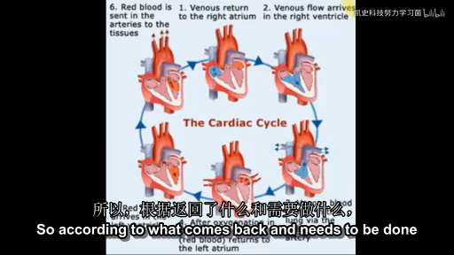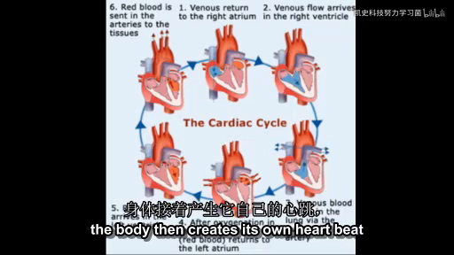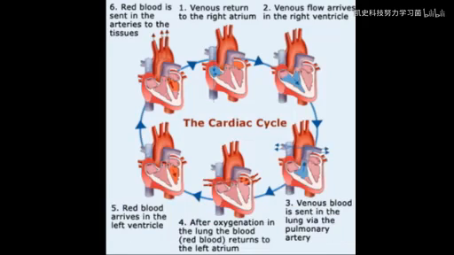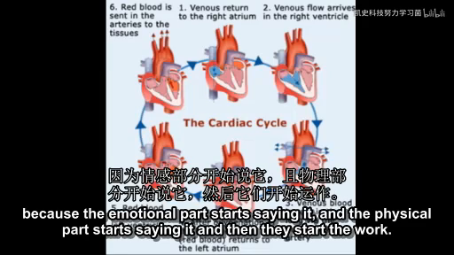So this is something, if you understand it, then you see, according to what comes back and needs to be done, the body then creates its own heartbeat. Because the emotional part had a say in it, the physical parts had a say in it, and then they start the work.